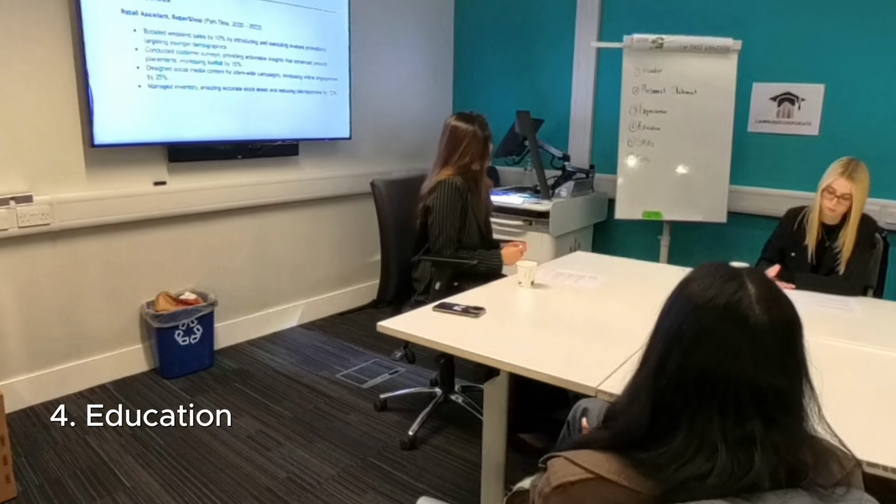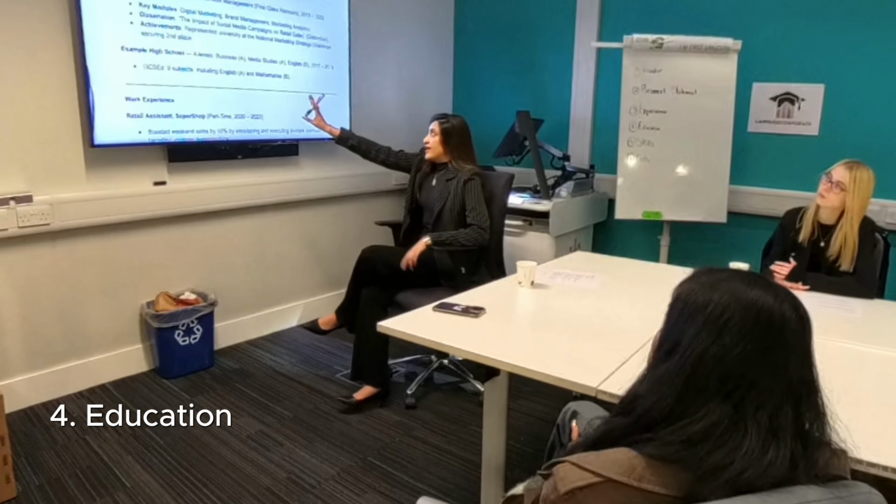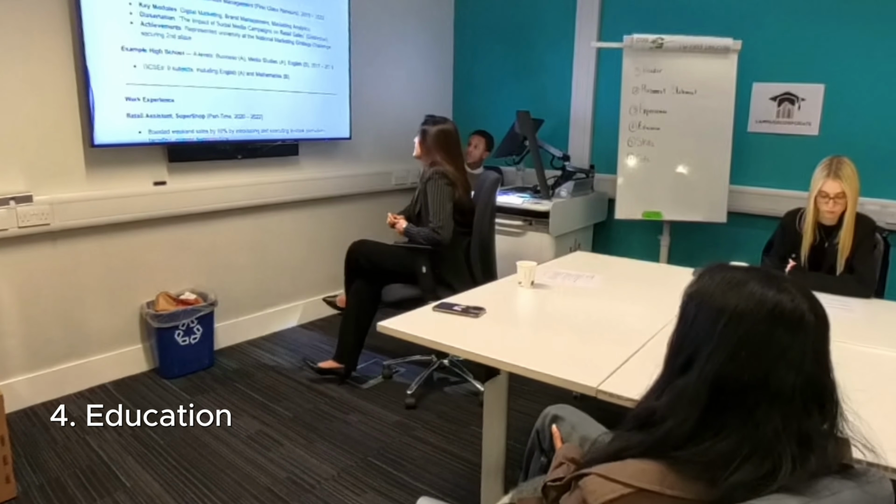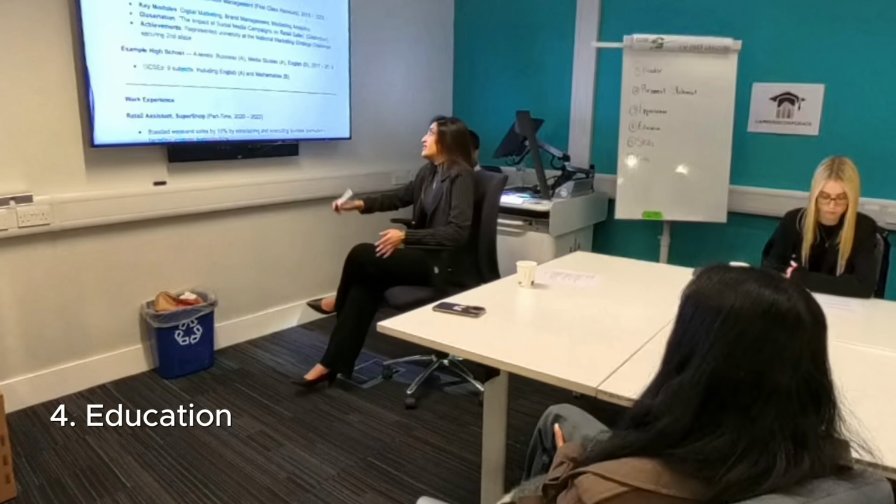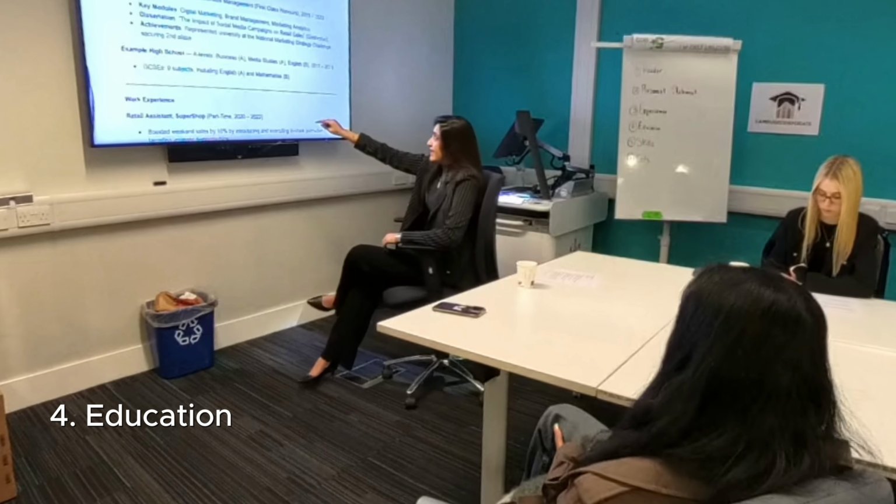The next step is education. At the top, you want to put in whatever your highest level of education is, whether it's college or university, put it in at the top. And again, degree, A-levels, whatever you did, and the dates. That's pretty simple. But what a lot of people miss out on is the bullet points underneath.